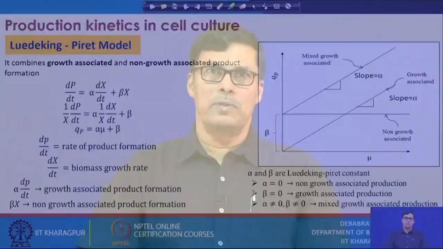Now, as far as the microbial system is concerned, up till now we talked about the rate of growth of the cells. Now, what about the product formation? How is the rate of product formation correlated with the growth of the cells?